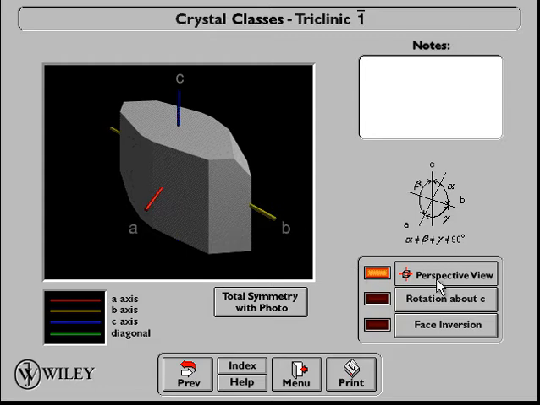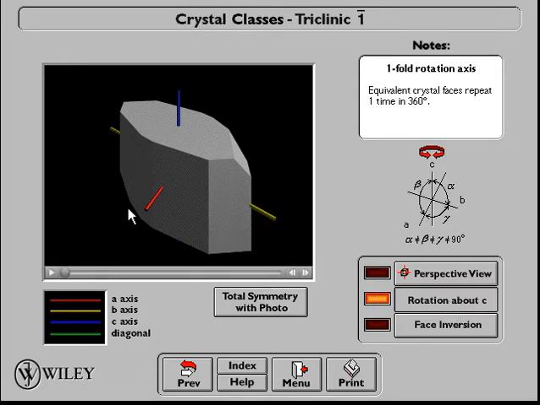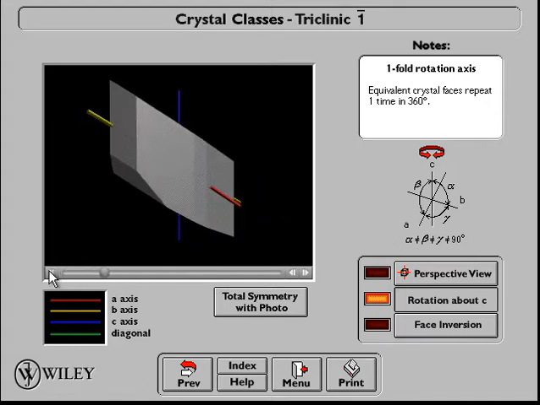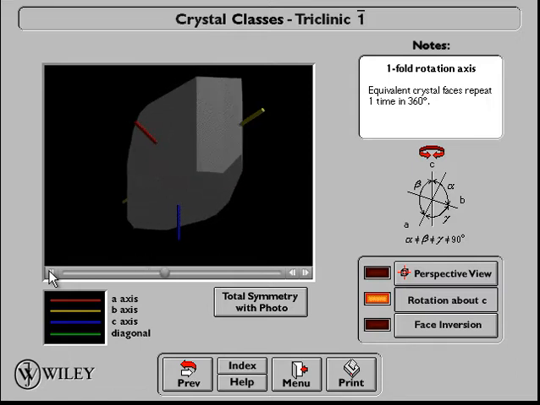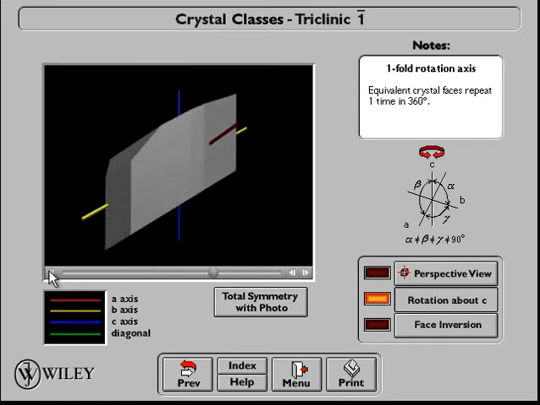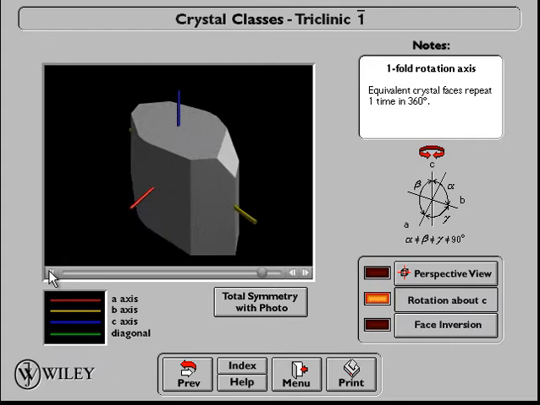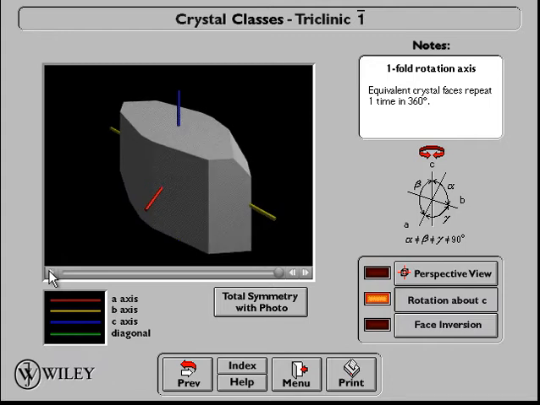So now we are making the rotation about C. Now equivalent crystal faces repeat one time in 360 degrees, yeah? So now we are rotating it, and after one rotation around 360 degrees, everything repeats itself. Yeah, that is the one-fold rotation axis.